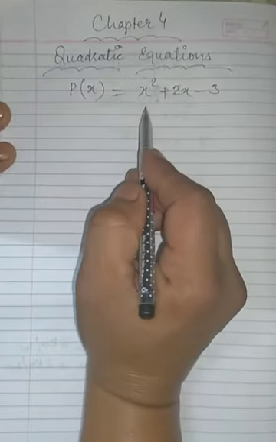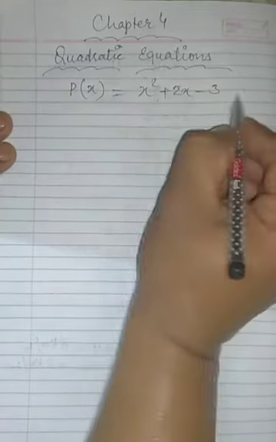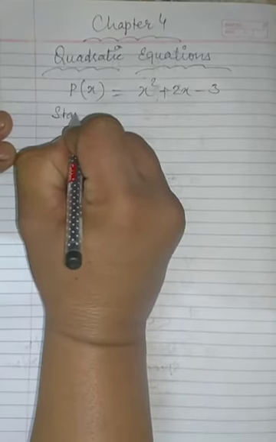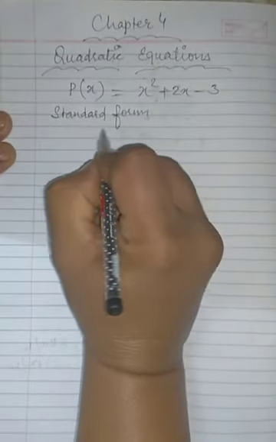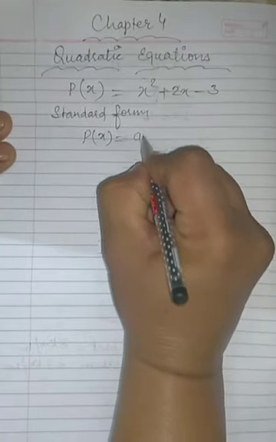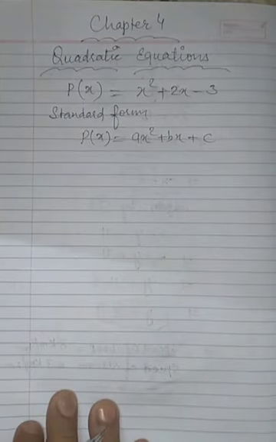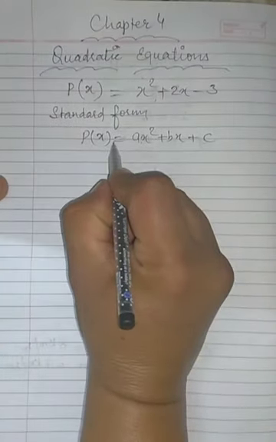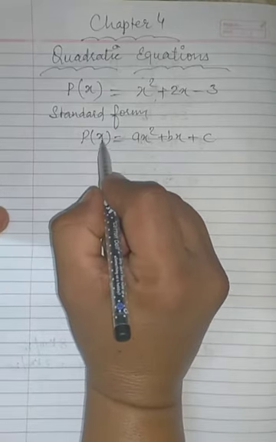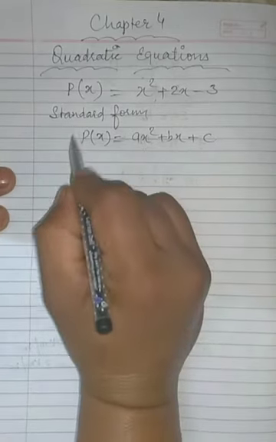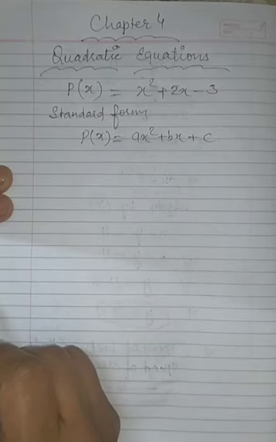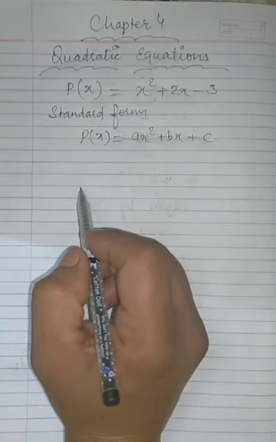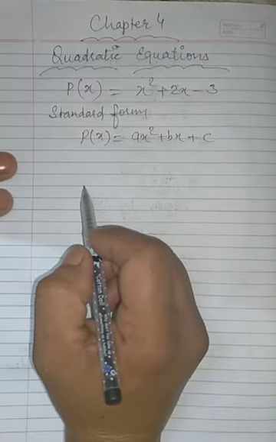This we have seen in chapter number 2, polynomials, which resembles the standard form p(x) = ax square plus bx plus c. Now here we have seen that the values of x that satisfy the given polynomial are called the zeros of the polynomial. You must remember that we have seen the zeros of a polynomial, alpha and beta, in chapter number 2.